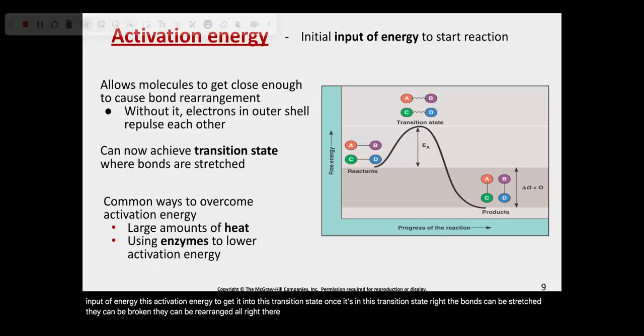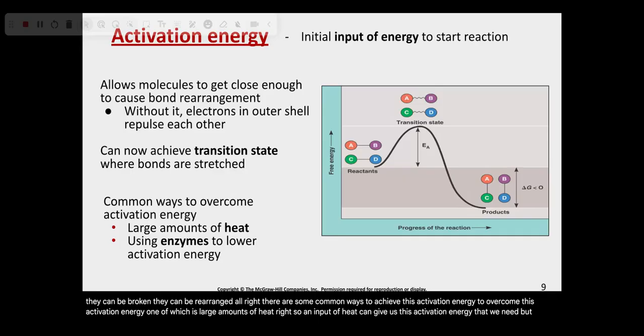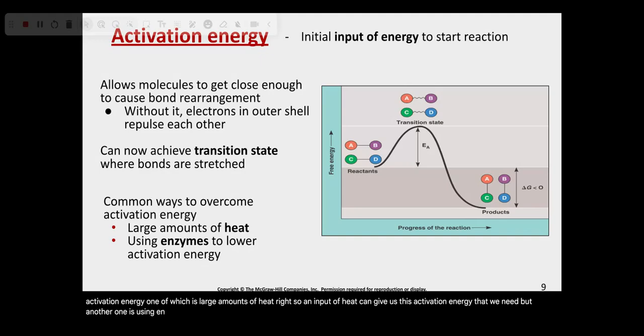All right, there are some common ways to overcome this activation energy. One of which is large amounts of heat, right? So an input of heat can give us this activation energy that we need. But another one is using enzymes. Enzymes are able to lower the activation energy needed for a reaction to take place. So by using an enzyme, this reaction can take place a lot more quickly and a lot more efficiently.